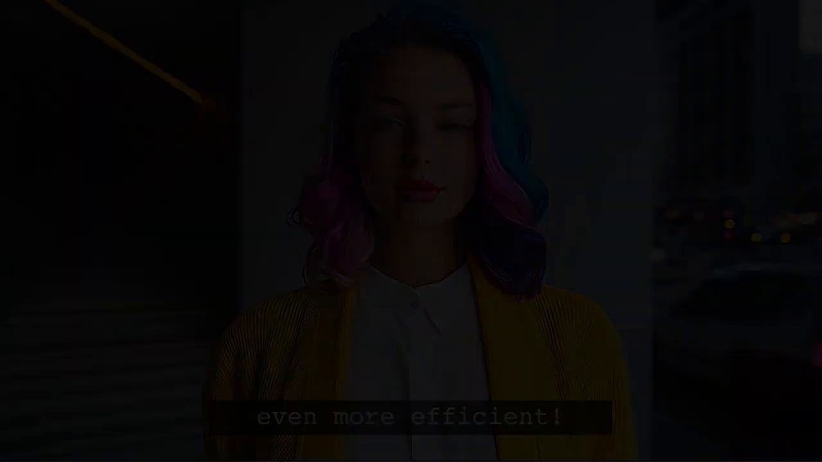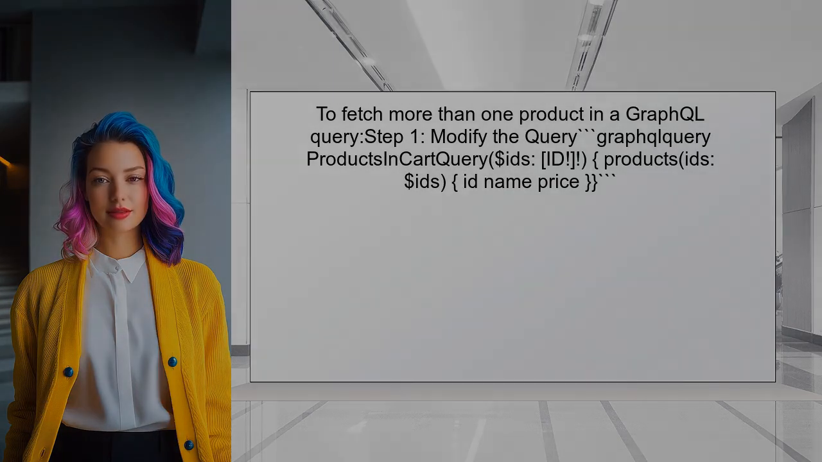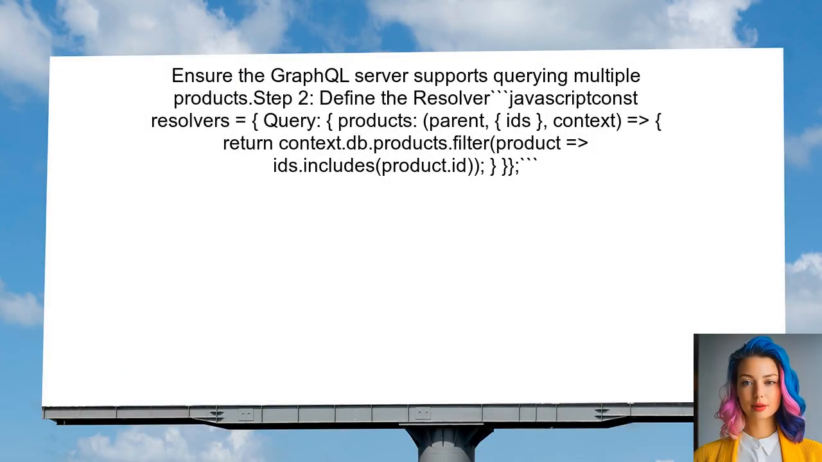To fetch more than one product in a GraphQL query, the user can modify their existing query to accept an array of product IDs. This allows them to request multiple products in a single query. Next, the user needs to ensure that their GraphQL server supports querying multiple products. This typically involves defining a resolver that can handle an array of IDs.